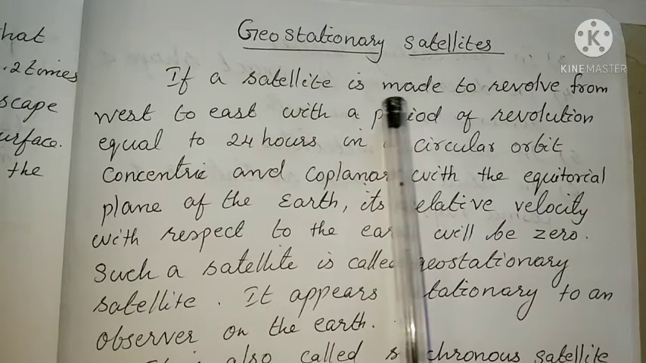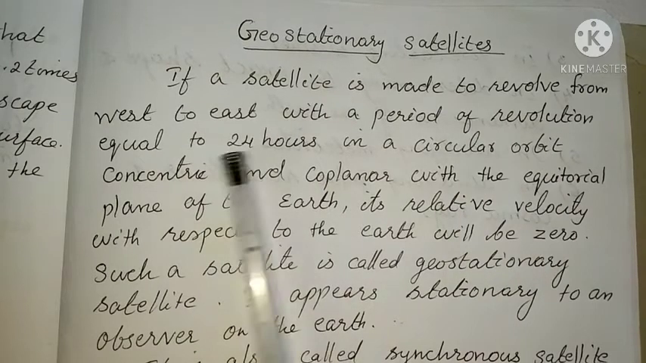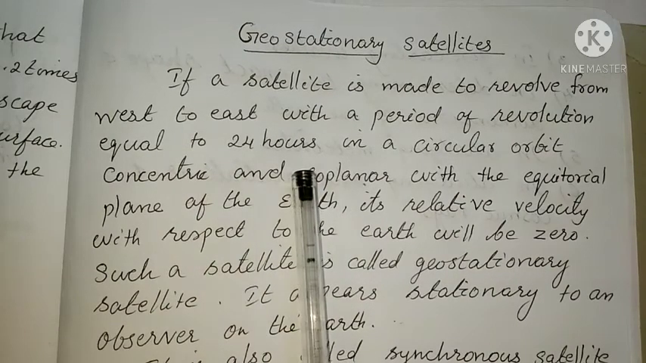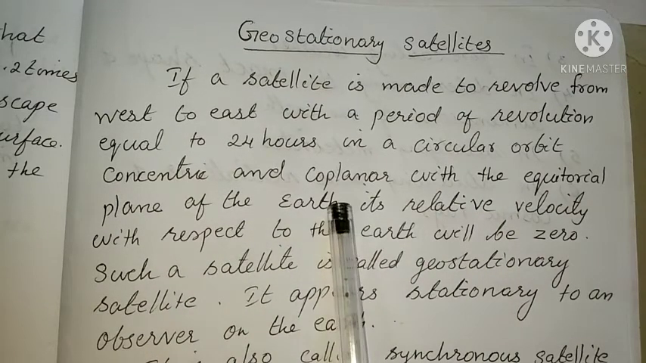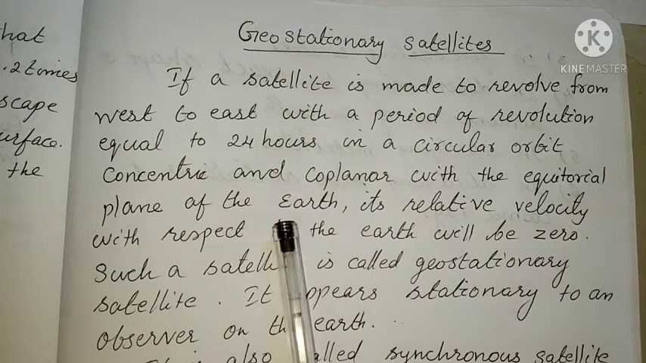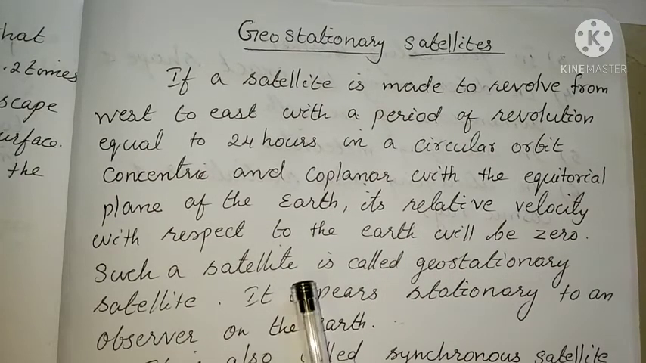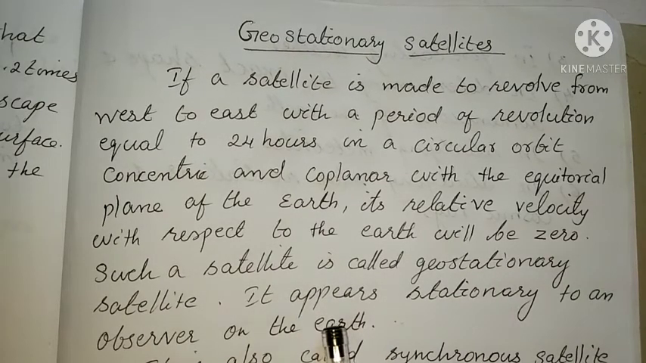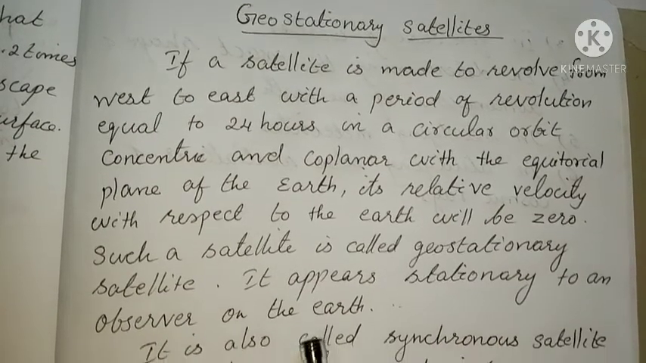Here the satellite revolves from west to east and its period of revolution is equal to 24 hours in a circular orbit, and it is concentric and coplanar, that is, with the same center and in the same plane as the equatorial plane of the Earth. So its relative velocity, that is velocity with respect to the Earth, will be zero. Such satellites are called geostationary satellites. And these satellites appear stationary to an observer on the Earth.